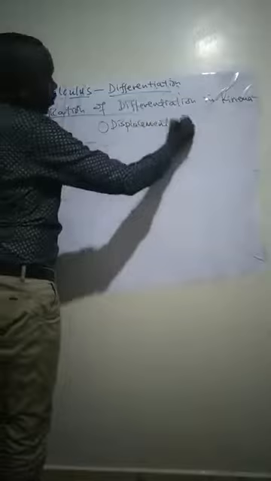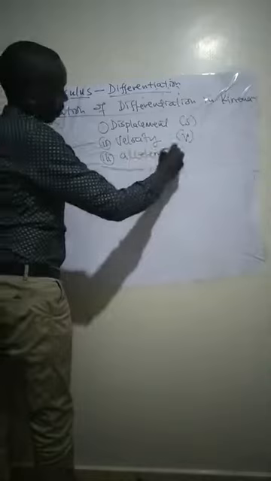So we have one, displacement, denoted by the letter S. We have two, velocity, denoted by the letter V. And we have three, acceleration, denoted by the letter A. So I am going to write these three in order. I have S, V, A. So you start with the displacement down to velocity down to acceleration in that order.